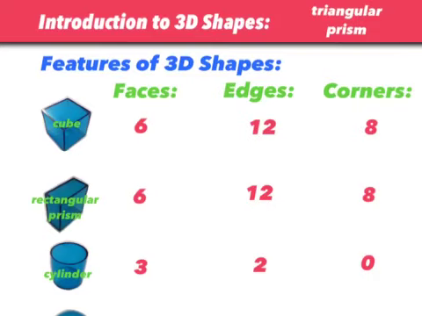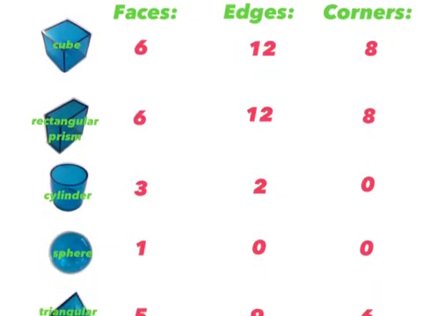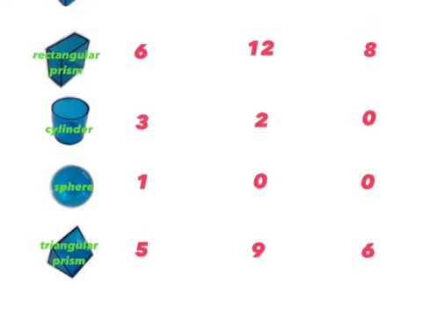Okay, so looking at our comparison chart of all our 3D shapes, we've seen cubes, we've looked at rectangular prisms, then the round ones, cylinders and spheres, and now we've got a triangular prism to add to there. So there were 5 faces, 9 edges, and 6 corners.